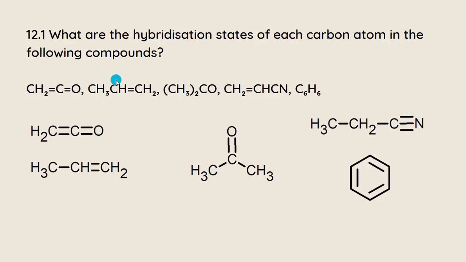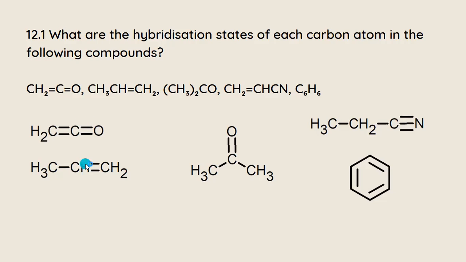So first of all, when a carbon has a triple bond, it is sp hybridized. When it has a double bond, it is sp2 hybridized, and when it has 4 single bonds, then it is sp3 hybridized. So the first compound, CH2, this carbon has a double bond, so it is sp2 hybridized, whereas this carbon has 2 double bonds, and because of that, it is sp hybridized. The next one is an alkene.